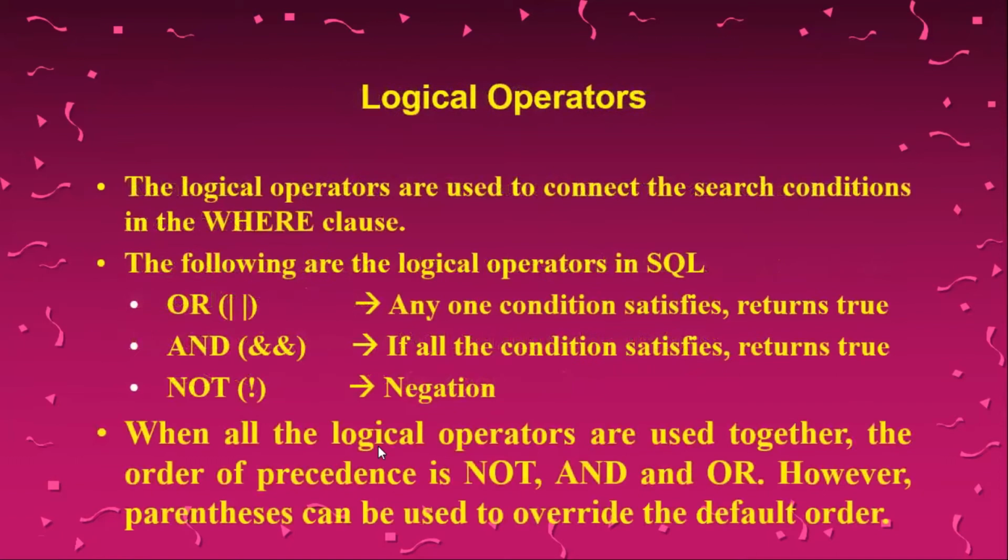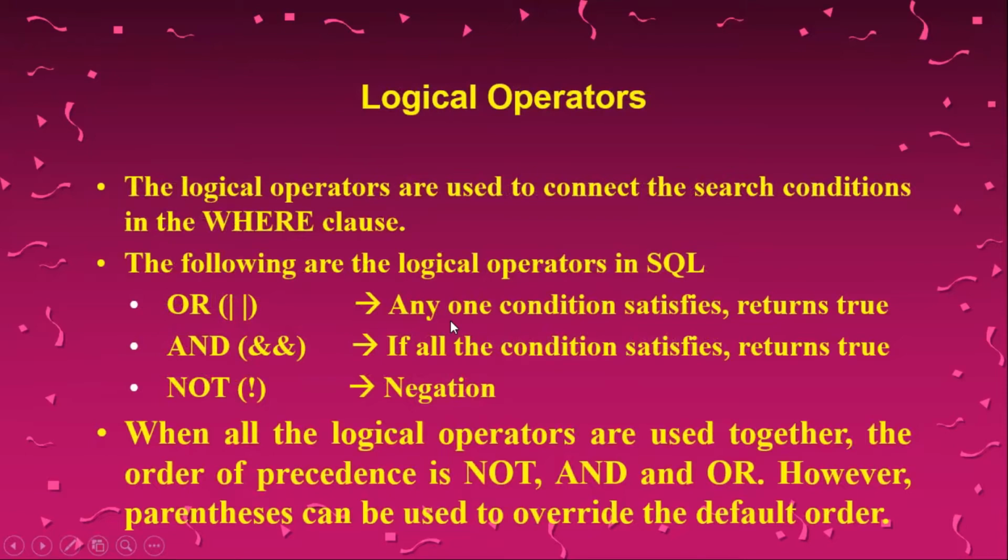There is another kind of operator called a logical operator. It is used to connect search conditions. That means suppose you have multiple conditions in your query and you want to connect these conditions, we will use logical operators. There are mainly three logical operators: or, and, not. Instead of or, we can use the pipe symbol; for and, we can use two ampersand symbols; and for not, we can use the negation symbol.